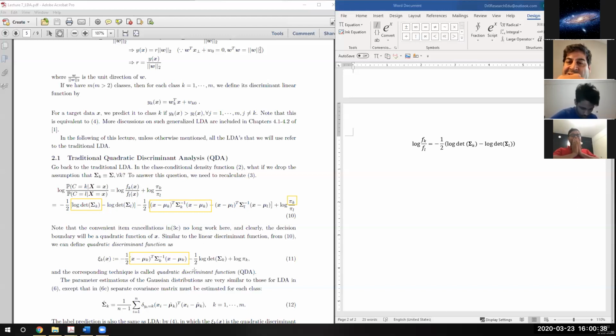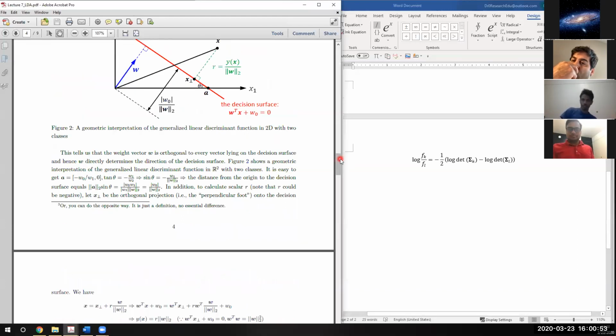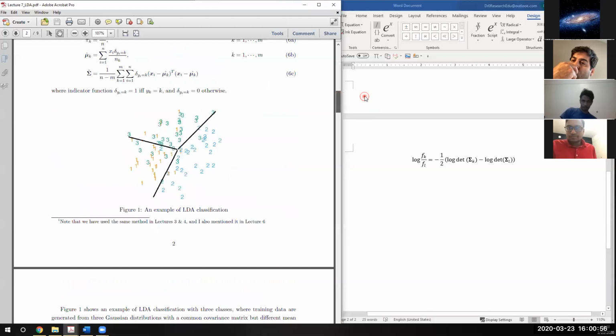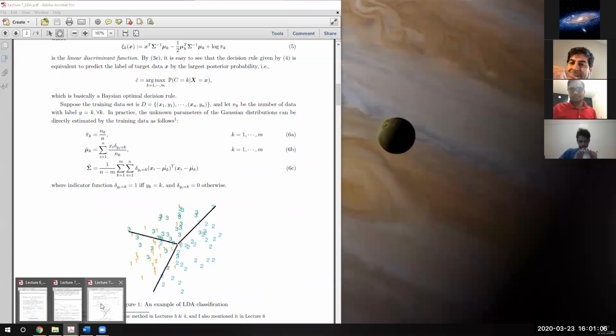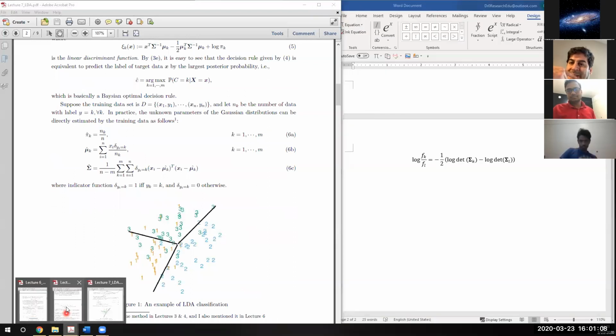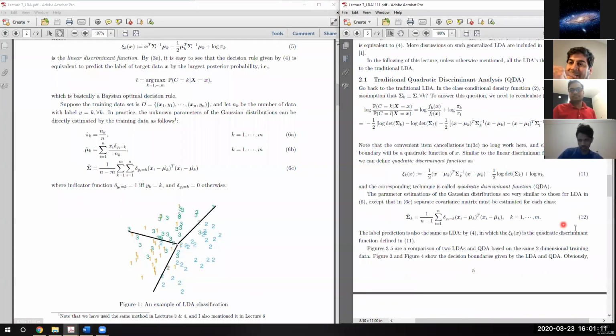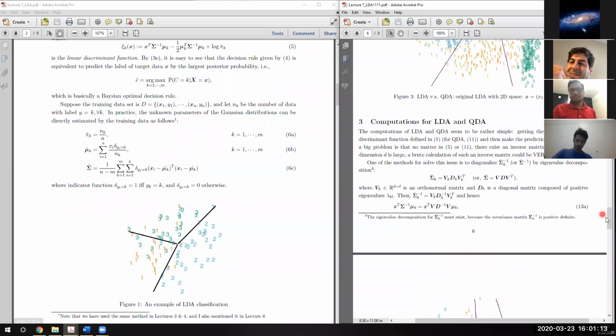That's it. So here I wrote the parameter estimate. First of all, parameter estimations are exactly the same as what we did here. But be careful that I no longer have a common sigma. Instead, I'm going to have a sigma for each class, which is here.